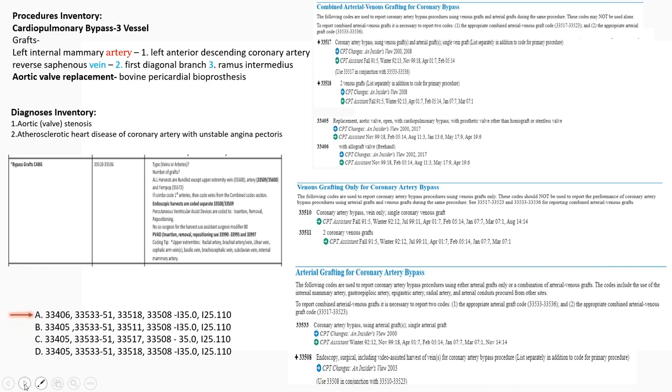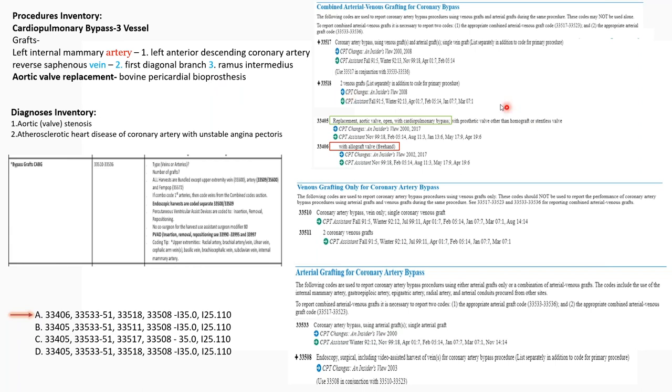Now let's look into option A, 33406, which codes for a replacement of the aortic valve, open, with cardiopulmonary bypass, with allograft. So coders, have we used an allograft here? An allograft is a tissue that is transplanted from one person to another. Here we have used a bovine pericardial bioprosthesis. This is not an allograft.